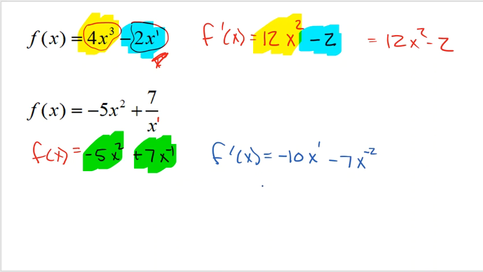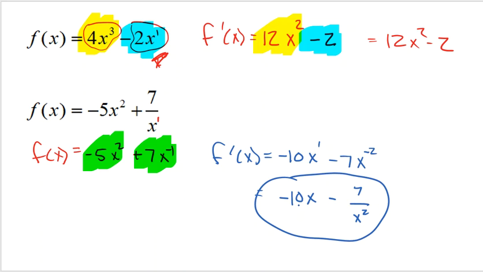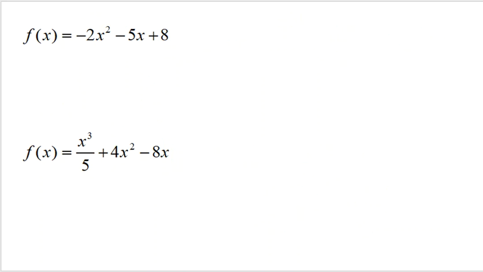But of course, I'm done, but I do want to clean this up. Negative 10x minus 7 over x squared. Remember, I don't like leaving negative exponents in my answer. Boom, there's my derivative. You could go ahead and get a common denominator and add these together, or actually subtract them if you wanted to, but you don't have to. That's a beautiful final answer. How simple. All right, let's do a couple more here.